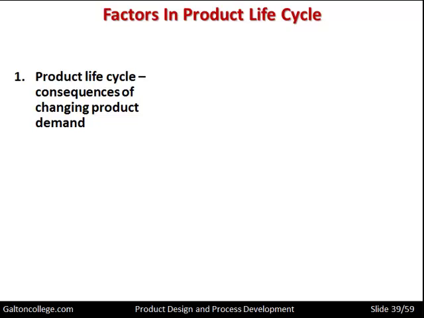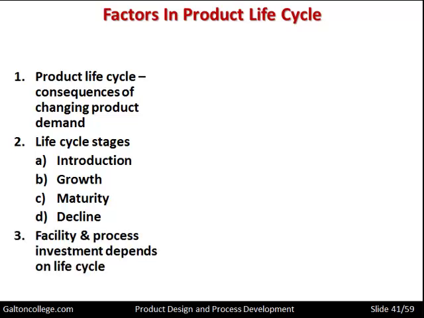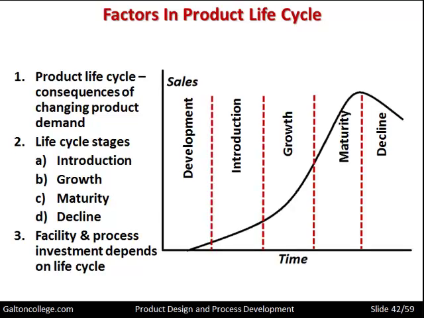There are factors in the product life cycle that influence the choice of processes and also the product design. Life cycle stages are introduction, growth, maturity, and decline. These are covered in other videos elsewhere. Facility and process investment depends on the life cycle. There's a typical representation of the product life cycle: sales on the vertical axis, time on the horizontal axis. We have development, introduction, growth, maturity, and then the decline of the product.